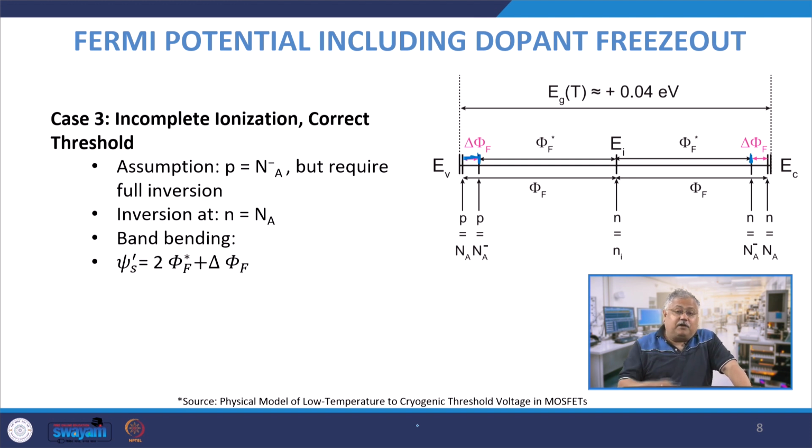So, I will have perfect alignment of the potential. Now, since you take 2 phi f plus delta phi f, you end up having a value of energy level which is very close to either the conduction band or valence band. Therefore, even if I have dopant freeze out, I still have a relatively larger amount of current available to me by virtue of the fact that these charge states or energy states are very close to EC or EV, the conduction band or valence band.